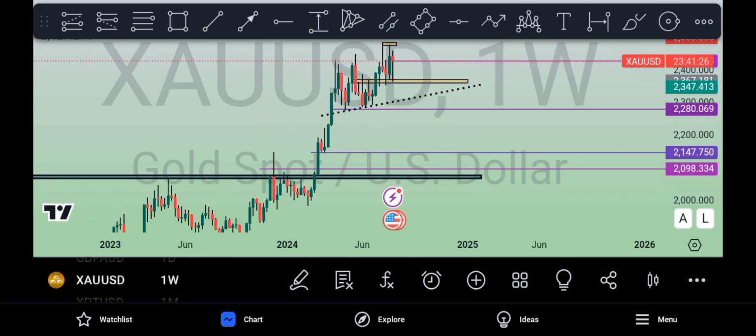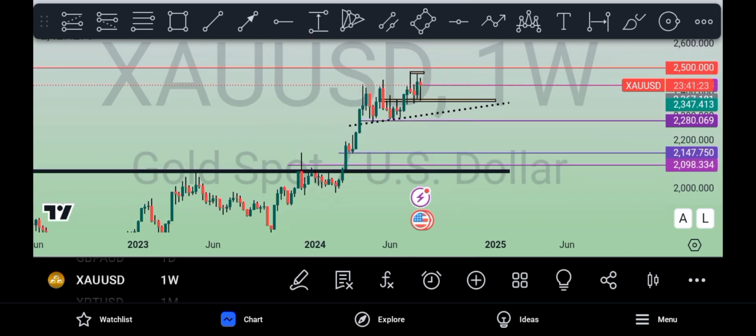As you can see on my chart, there's no indicator. This is pure price action. Yeah, we are trading pure price action right here.